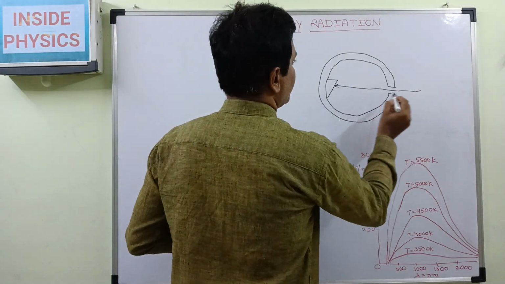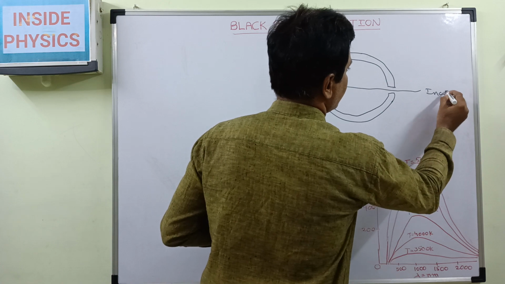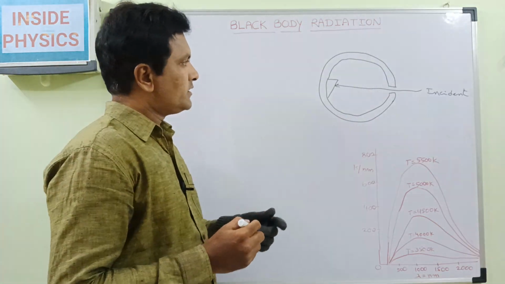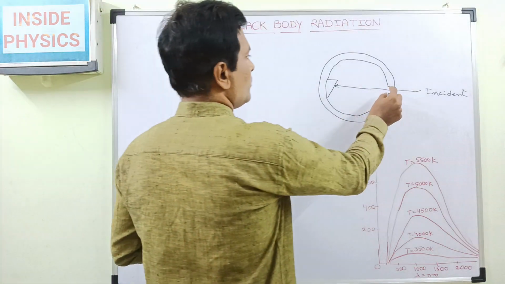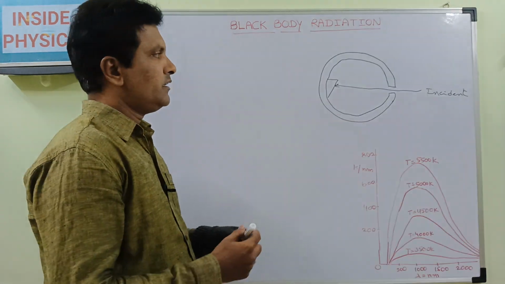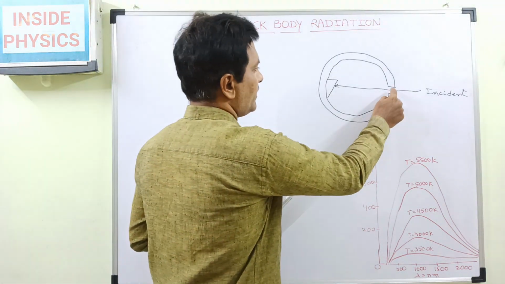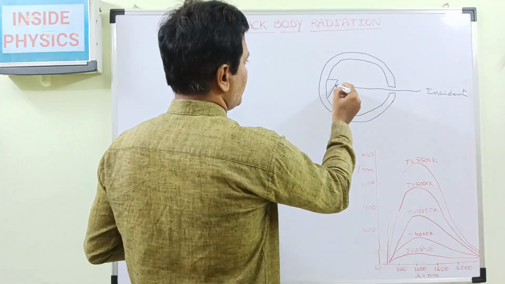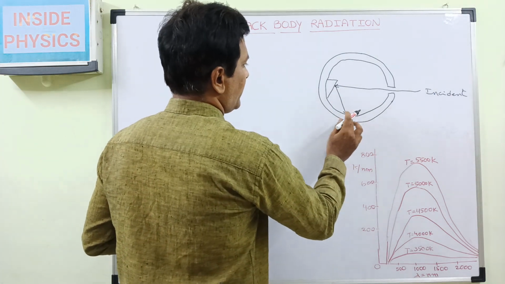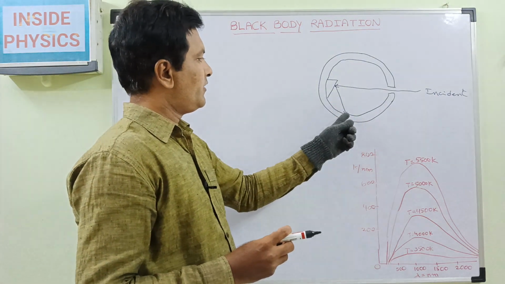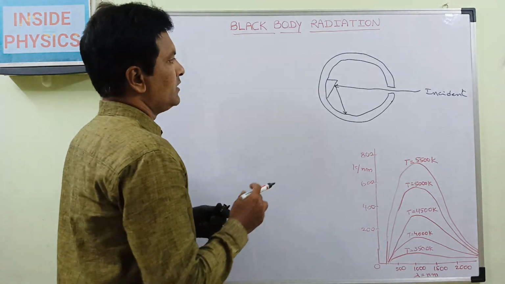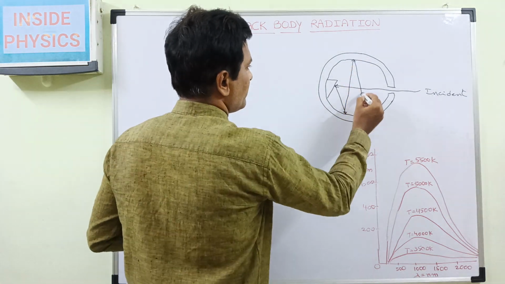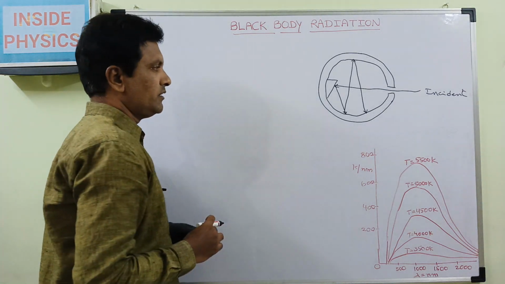Anyway, if it is considered as incident radiation, this incident radiation will pass through a small hole drilled in the sphere. The incident radiation will fall on this and will be reflected here. At this point some light will be reflected and some will be absorbed. Some part will be reflected back again and some part will be absorbed at the walls of the sphere.